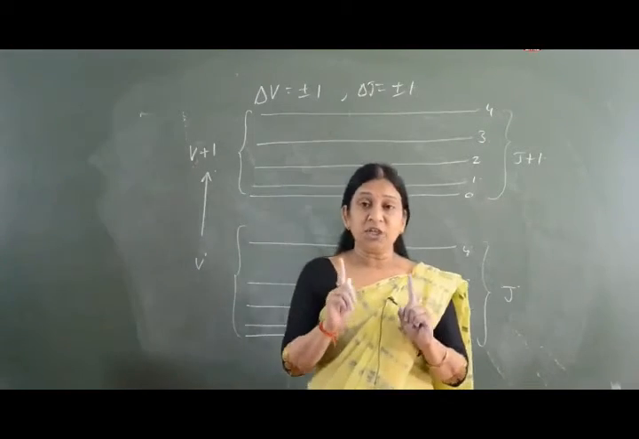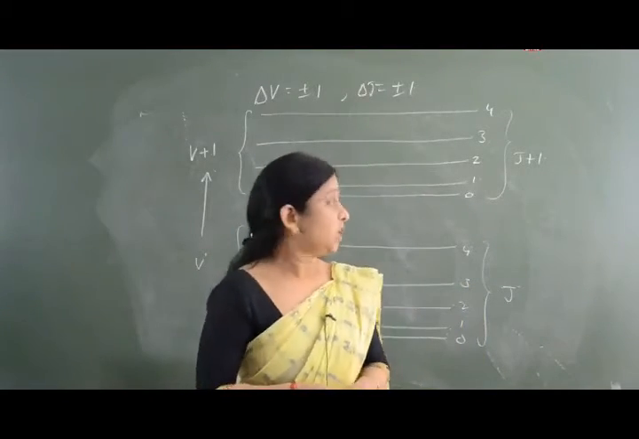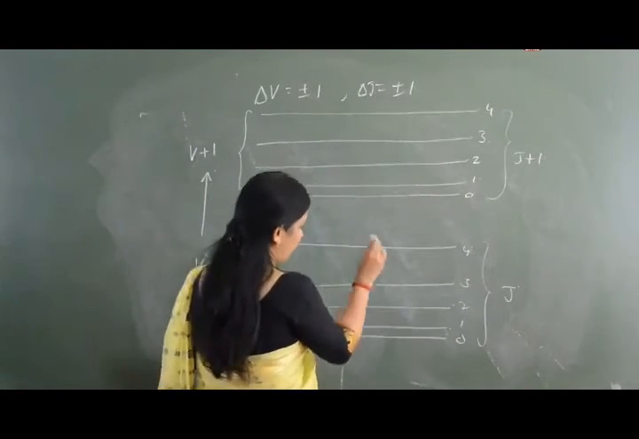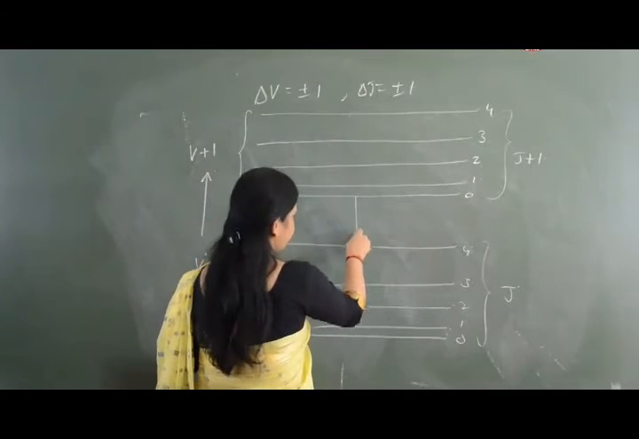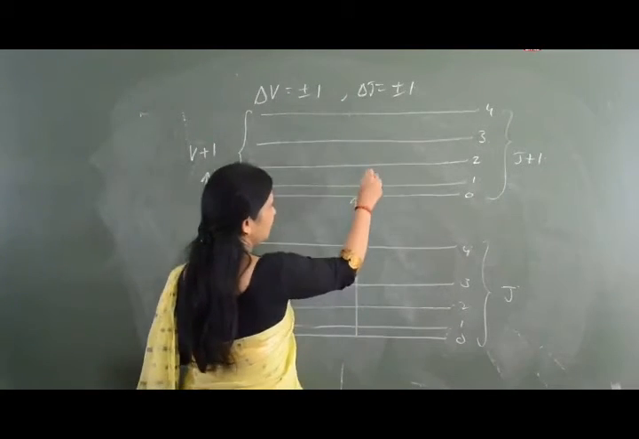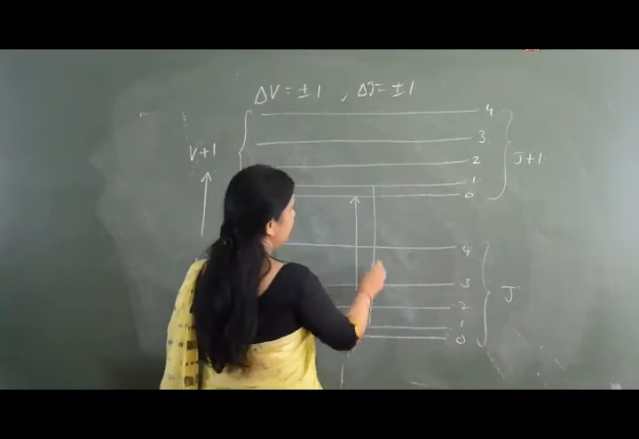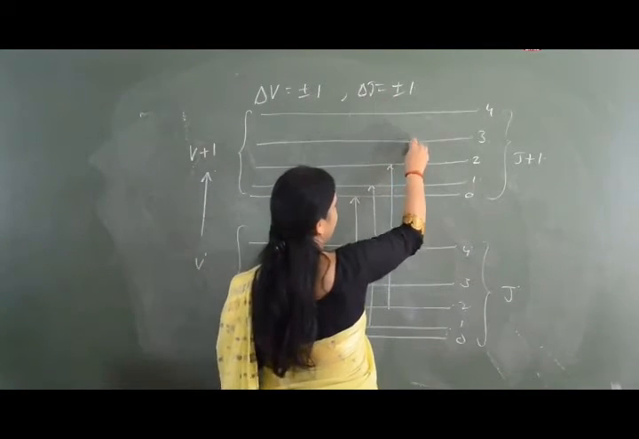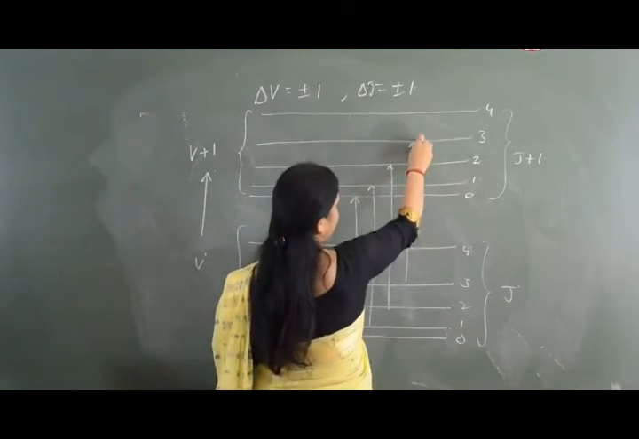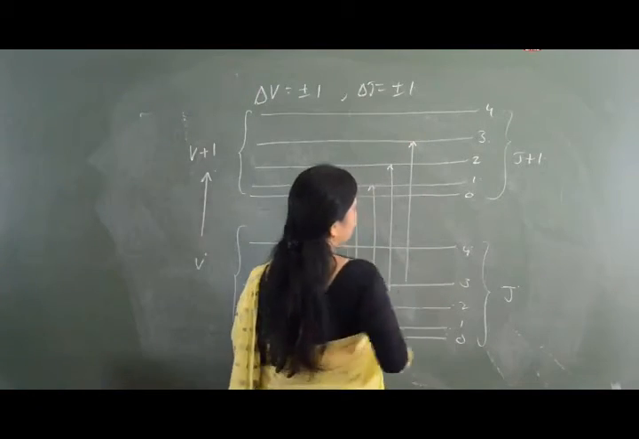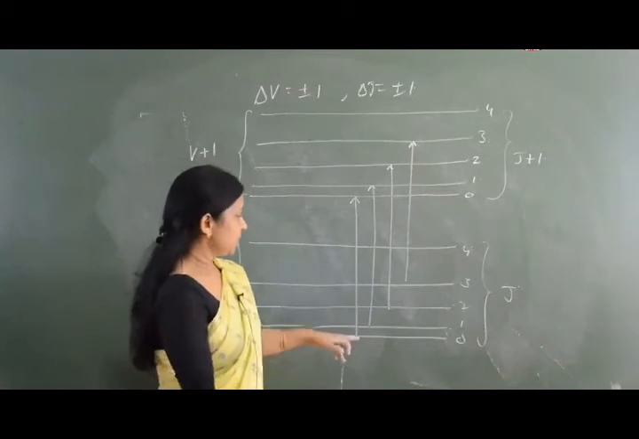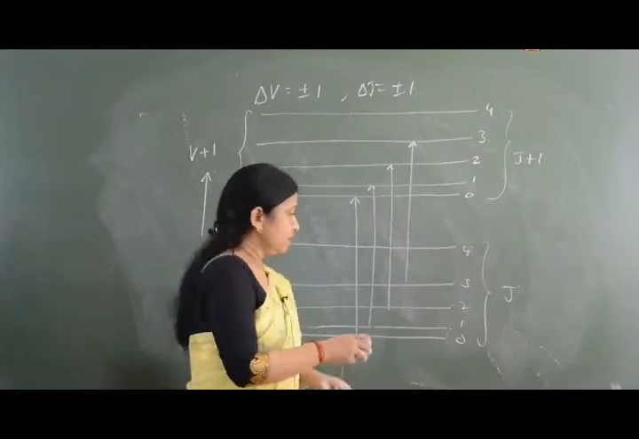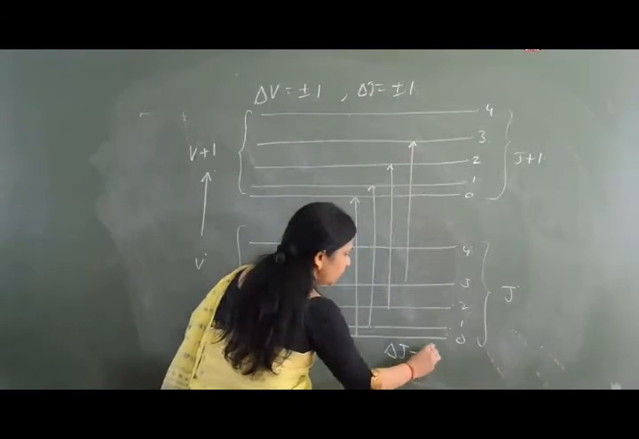The selection rule for rotational changes is ΔJ plus minus 1. So for ΔJ plus 1, the transition is from 0 to 1, then 1 to 2, then 2 to 3, then 3 to 4. These are the transitions which are going to take place: 0 to 1, 1 to 2, 2 to 3 and 3 to 4. These transitions are for ΔJ plus 1.